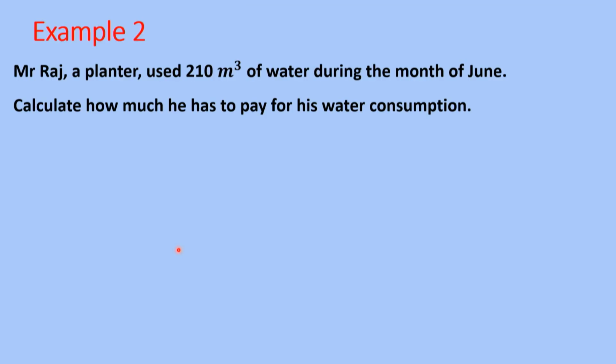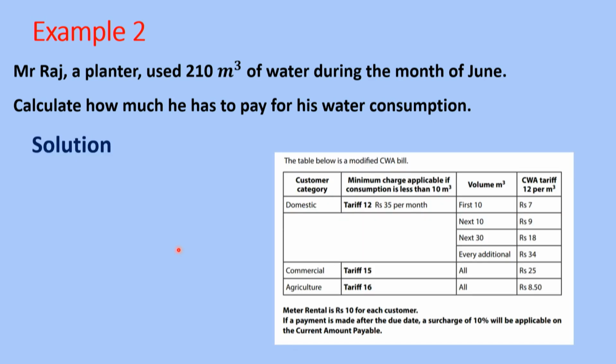Second example. Mr. Raj, a planter, used 210 meter cubes of water during the month of June. Calculate how much he has to pay for his water consumption. Because he's a planter, this means that we are going to use the tariff agriculture. Here we are going to use tariff 16, and it is going to be 8 rupees 50 per meter cube.